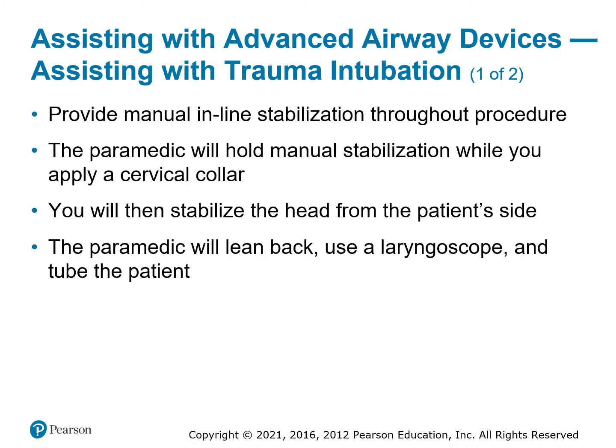If the patient has a suspected C-spine injury, then stabilization of C-spine is going to be necessary. We want to use that spinal motion restriction by holding manual stabilization until a C-collar can be applied. You will then stabilize the head from the patient's side while the paramedic tries to adjust the patient with the laryngoscope in order to intubate them.